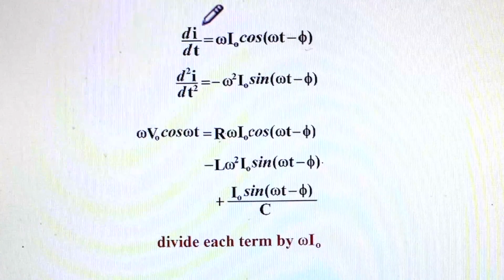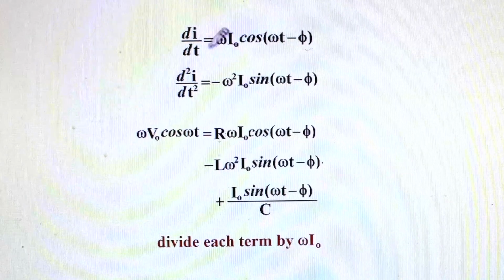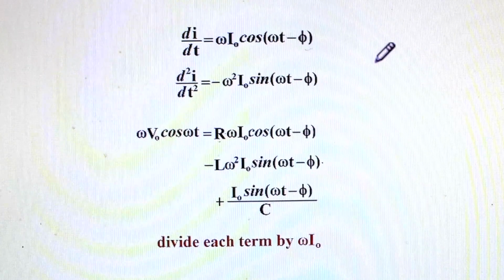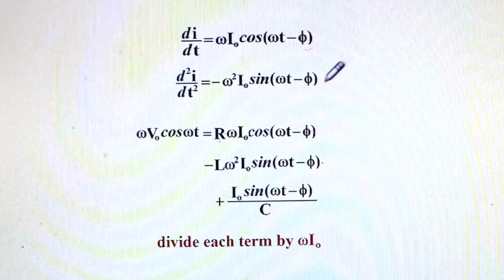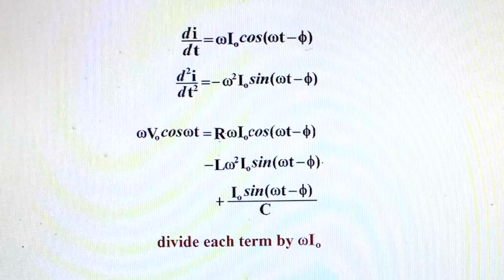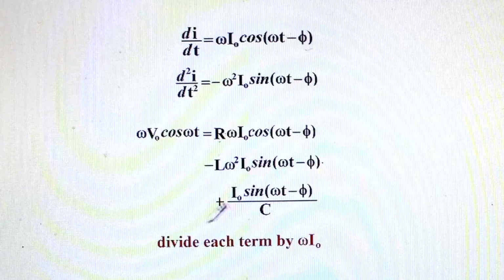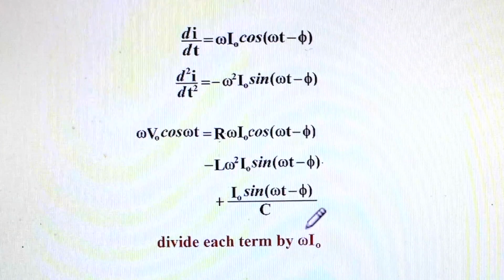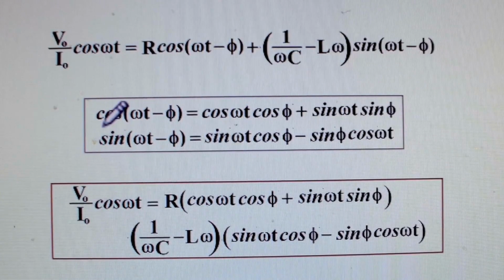We differentiate the current with respect to time, we get this, and we differentiate again, we get the second order derivative, we get this expression, and we substitute these two expressions back into the differential equation, and we get this equation. Now we divide each term by omega I sub 0. We now use trig identities to expand this cosine function and sine function and get this big equation.